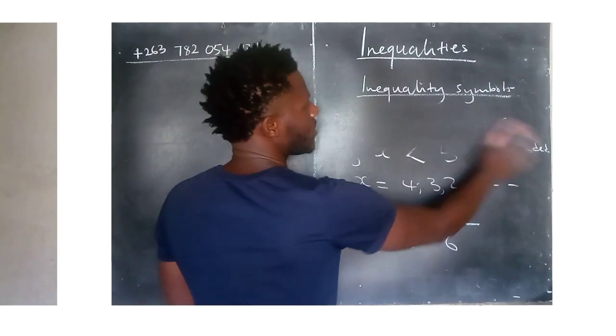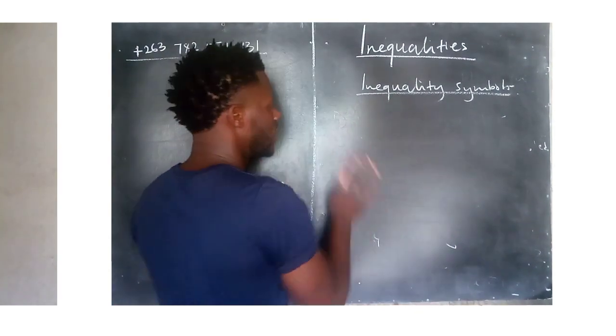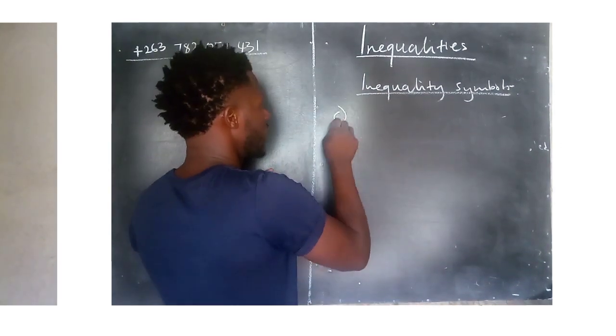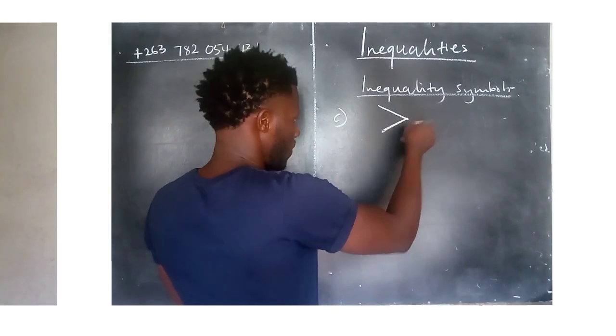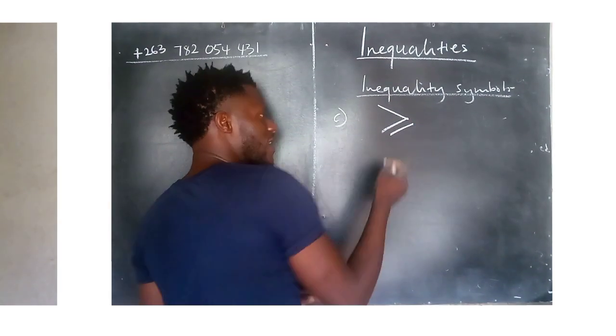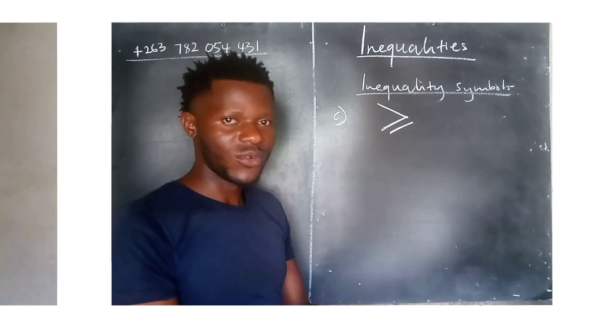Then the last two symbols, we can call them included symbols, because they go with an or equal. For instance, number 3, this symbol, this is greater than, and we read this one or equal. Greater than or equal.